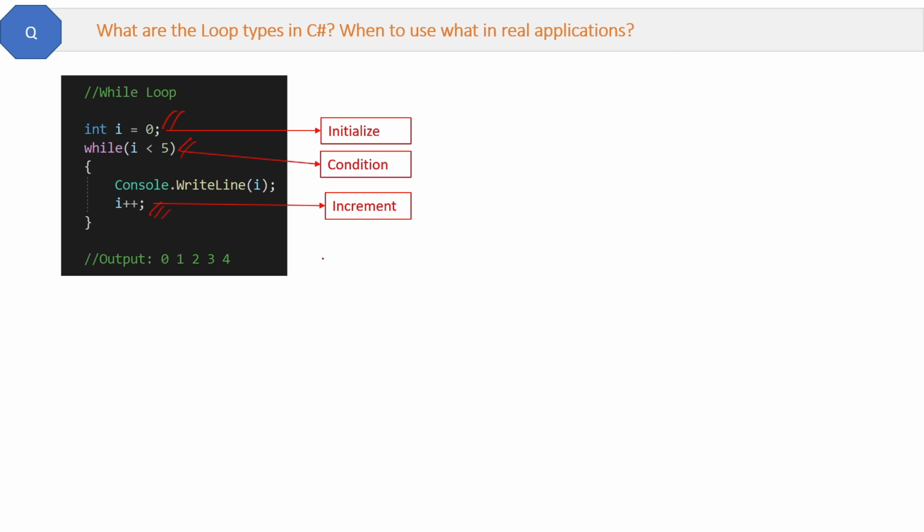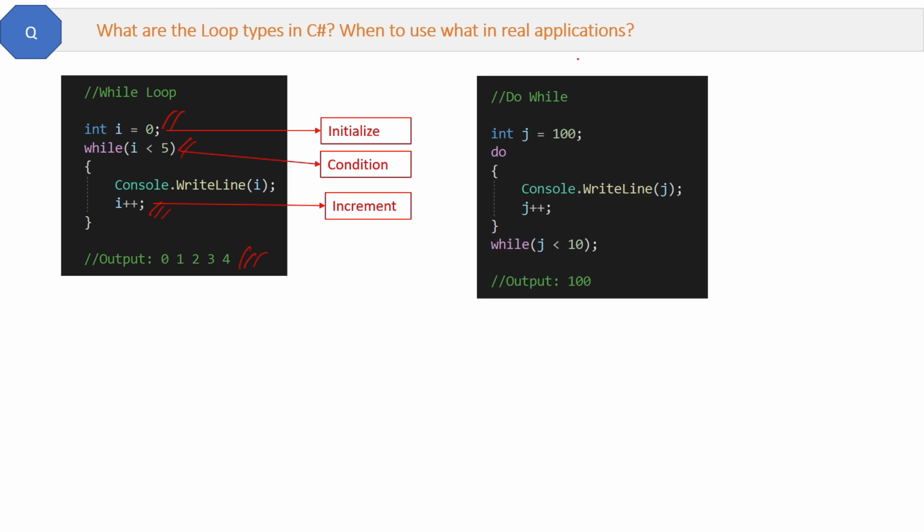And here is the output of the while loop: 0, 1, 2, 3, 4. Until the condition is true, it will keep printing the result. Now, second is the do while loop, and here is the code.